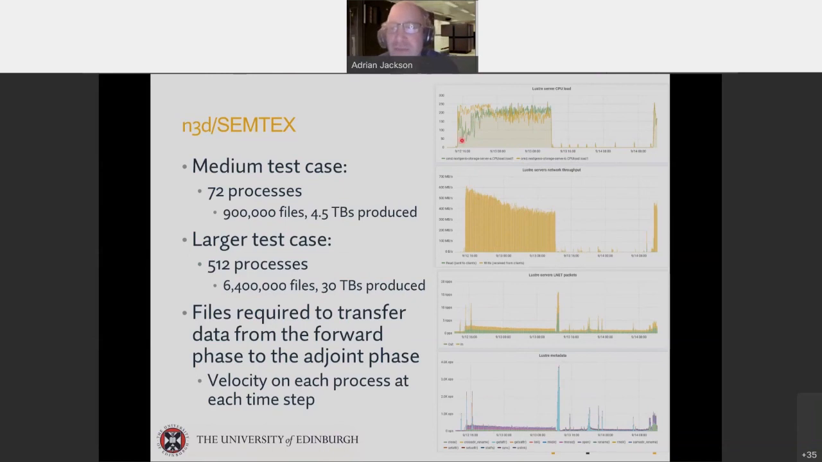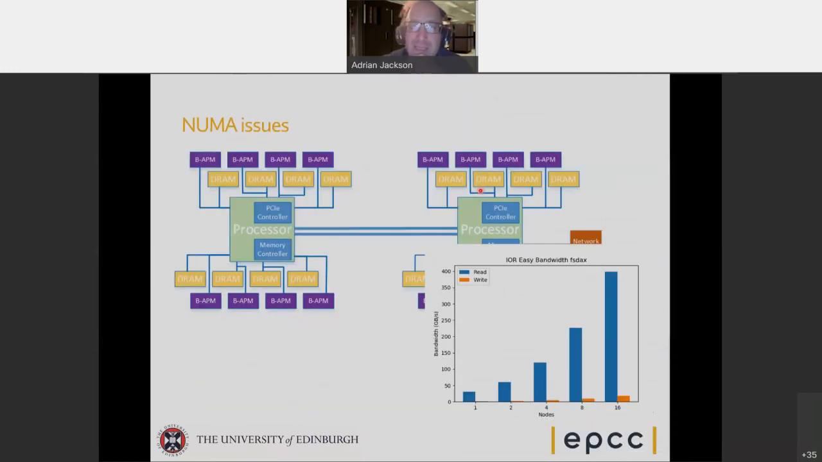You can see here that for this forward phase, there's very high load on this external file system. Then we go through a phase where you're reading all that data back in, and then you go through a phase where it's just doing the adjoint method and there's hardly any IO going on. So we can see that, particularly for this application and this system, there's a high bottleneck on transferring this data between the forward and adjoint phases.